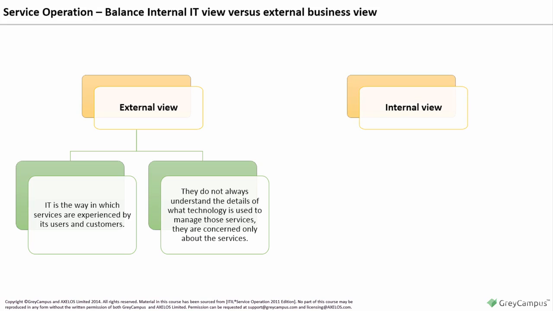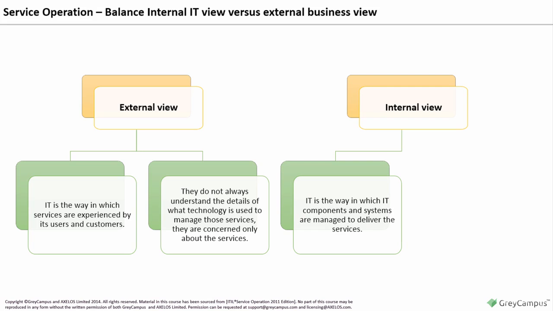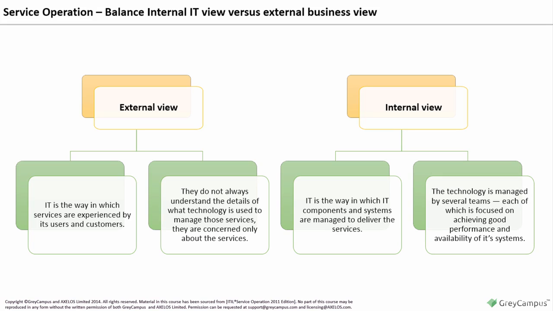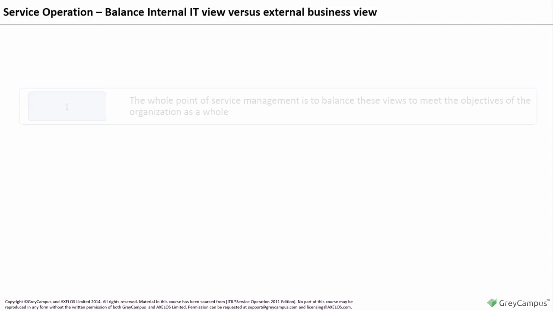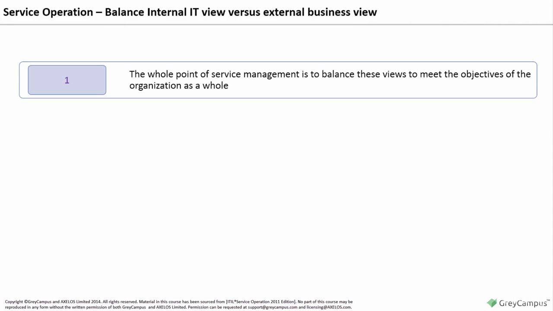The internal view of IT is the way in which IT components and systems are managed to deliver the services. Because IT systems are complex and diverse, this often means that the technology is managed by several different teams or departments, each of which is focused on achieving good performance and availability of its systems. The whole point of service management is to balance these views to meet the objectives of the organisation as a whole. It is critical to structure services around customers.